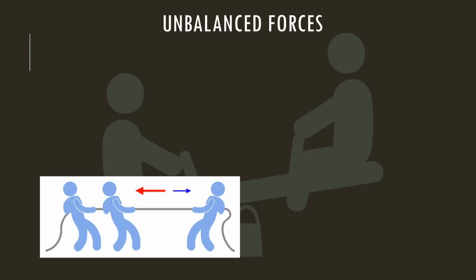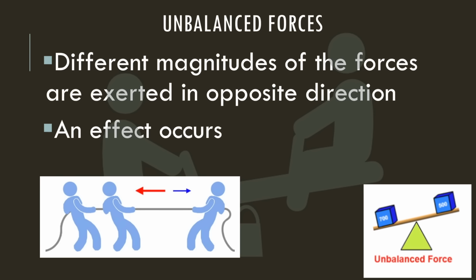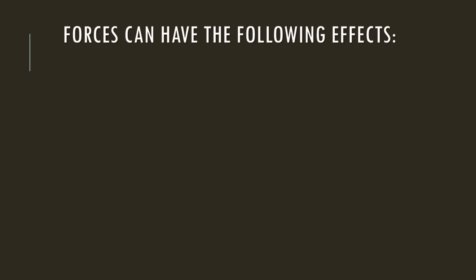Unbalanced forces are when there are different magnitudes of the forces exerted in opposite directions. This is when one force on an object is larger than the other force on the object. This means an effect occurs, which shows it is unbalanced. So movement could occur, or there could be a change in shape of the object, or anything along those lines, which we will now discuss.